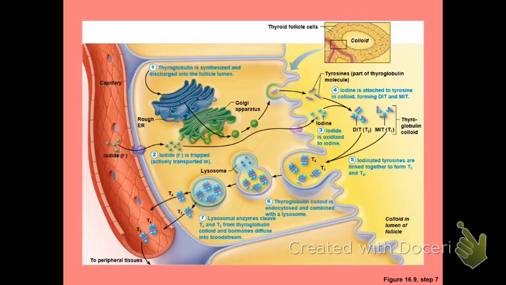This little diagram kind of shows how the thyroglobulin colloid comes together and forms the thyroxine, which is necessary for production. So we get the iodine, and we get the tyrosine from our diet, and they are put into the cell of the thyroid, and it creates this T3, T4.